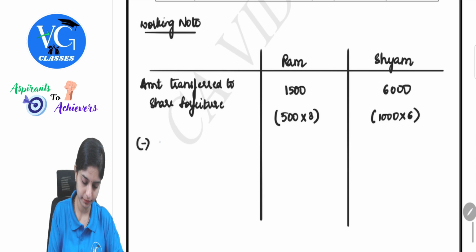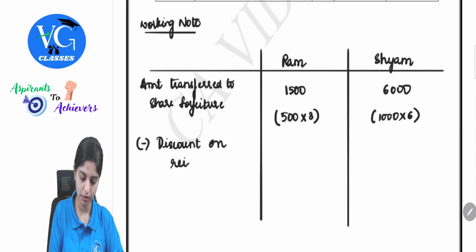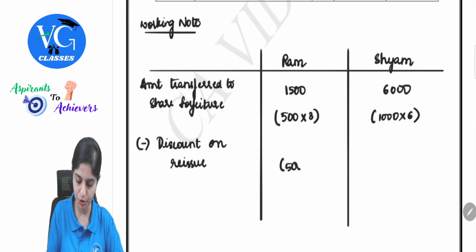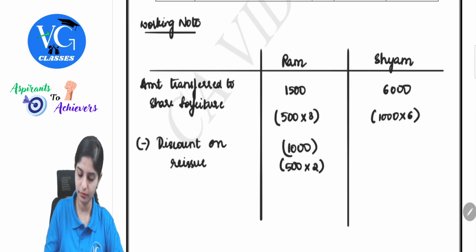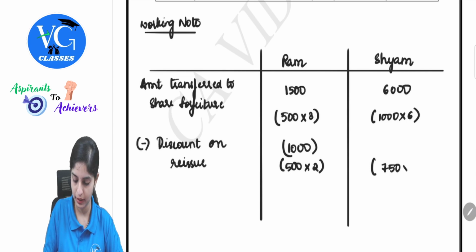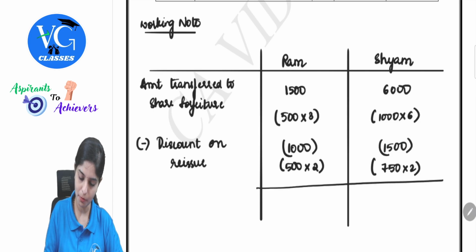Minus utilizing towards discount on reissue. So this discount is happening at 2 rupees. Full of Ram's shares is used. So 500 into 2 is 1,000. Whereas for Sham, only 750 shares is used, into 2 is 1,500. So how much is remaining? 500 here.